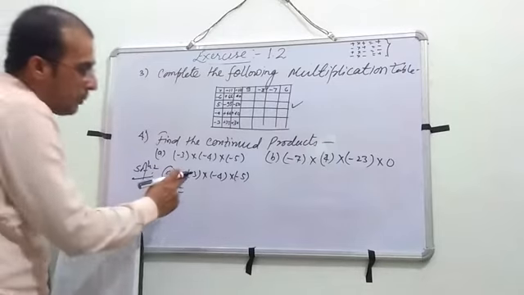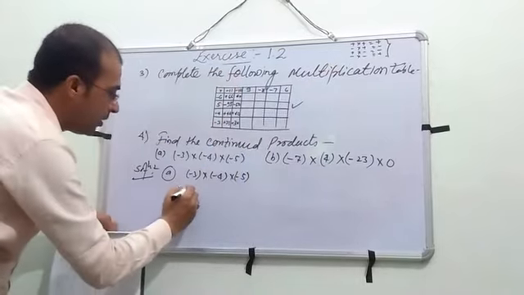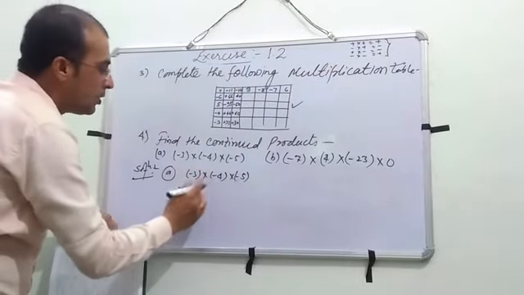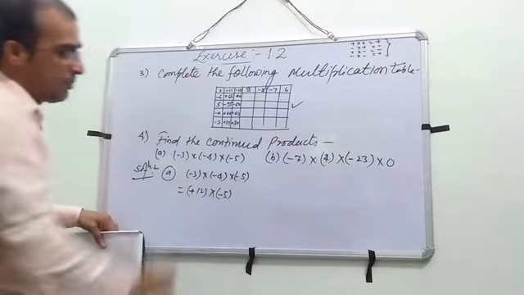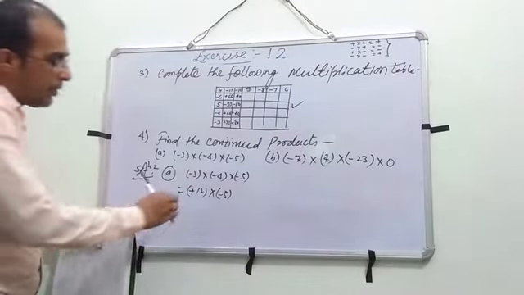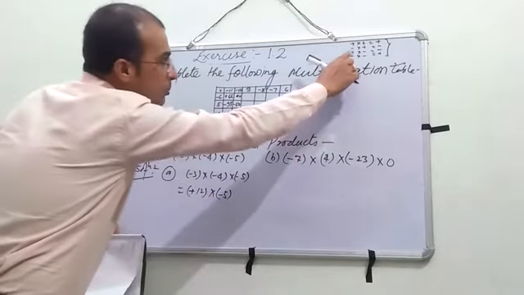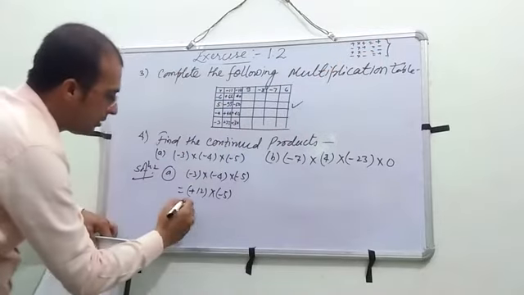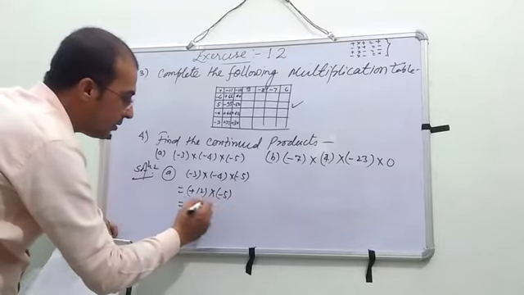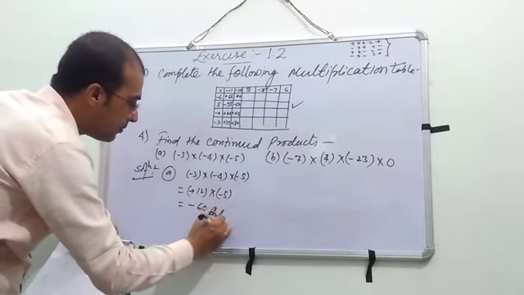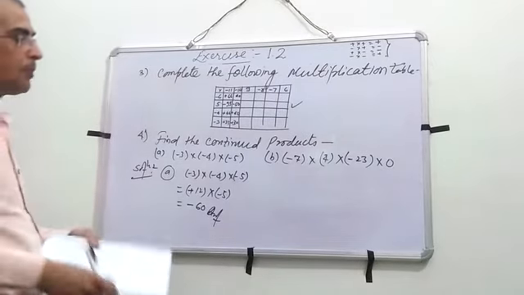First, you will multiply minus 3 into minus 4. Minus into minus equal to plus. Then plus 3 4 ja 12 into minus 5. Again you can see this is positive, this is negative. Positive into negative, plus into minus equal to minus. Then it will be minus 12 5 ja 60. This is your answer. Is it clear? So simply you will multiply.